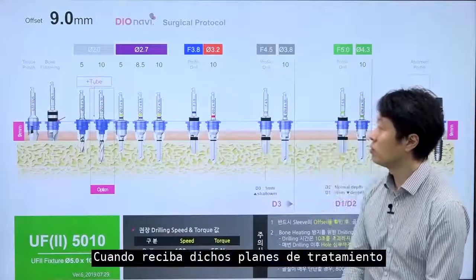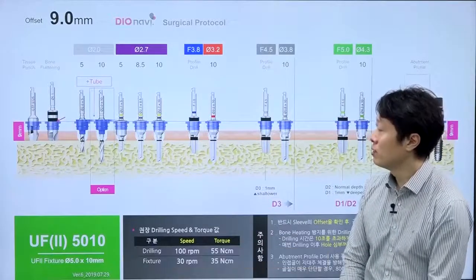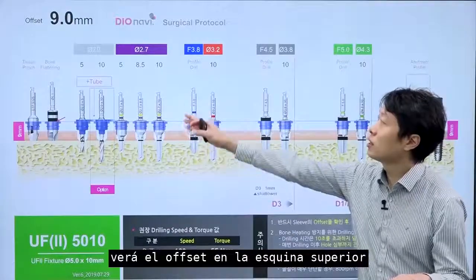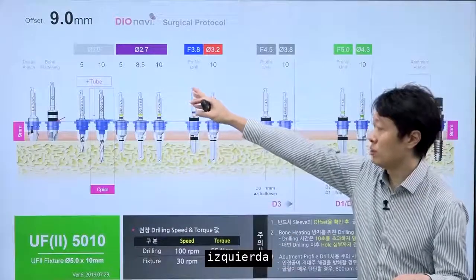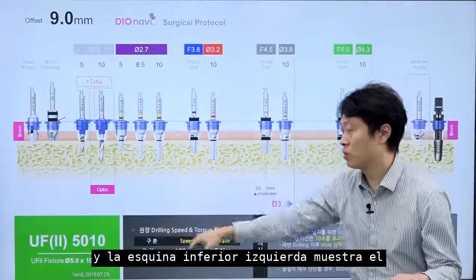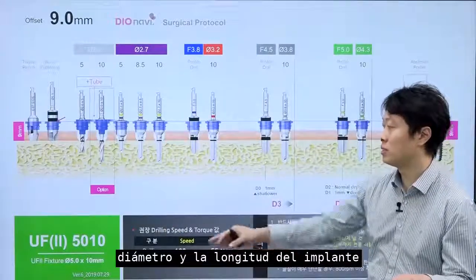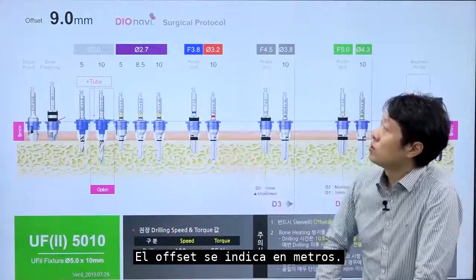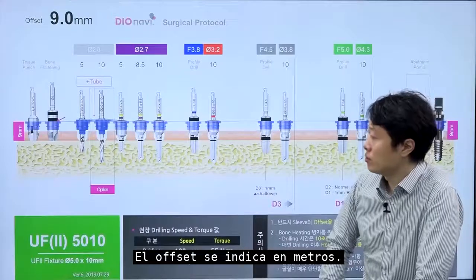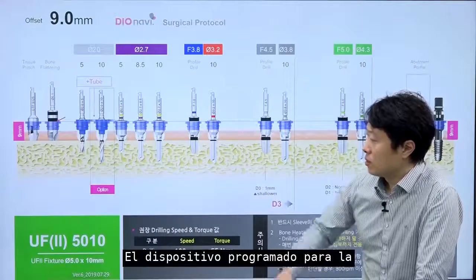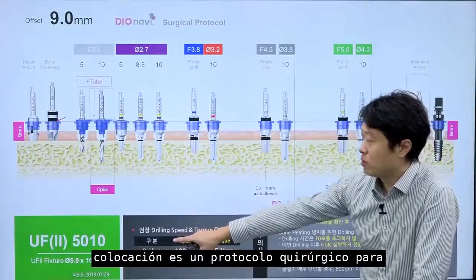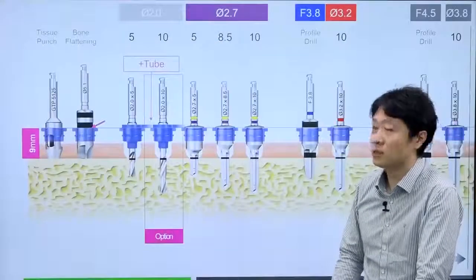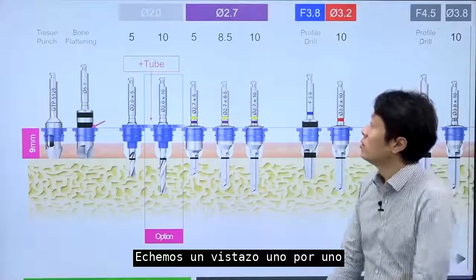When you receive such treatment plans or surgical protocols, the first thing you need to check is the offset. You will see the offset at the upper left corner, and the lower left corner shows the diameter and length of the implant included in the treatment plan. In this case, the offset is indicated as 9 millimeters. The fixture scheduled for placement is a surgical protocol for placing 5.0 by 10 millimeter fixture. Let's take a look one by one.